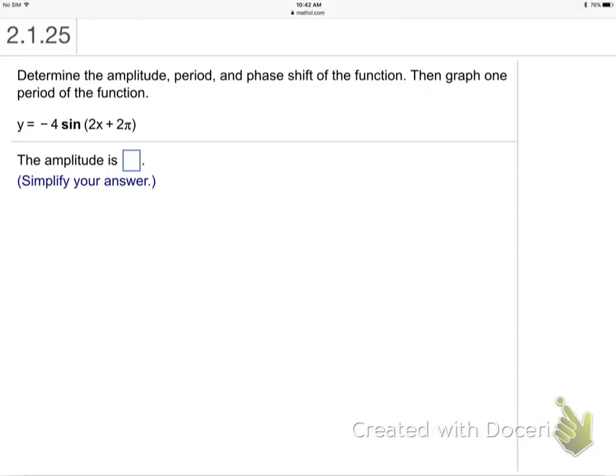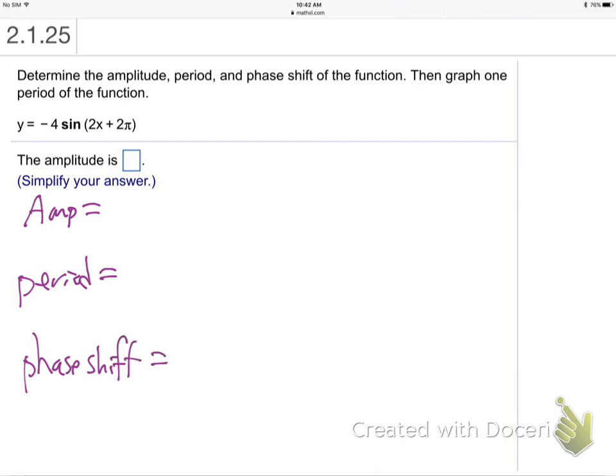Okay, so try that. And they're going to ask you the big three questions. What's the amplitude? What's the period? What's the phase shift? Which means where does it start? See if you can do those. Use those formulas I just gave you.